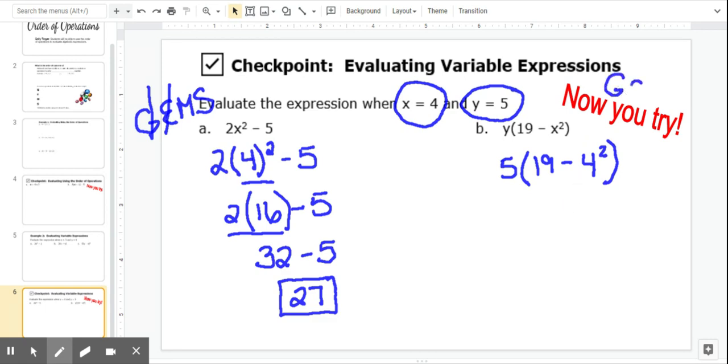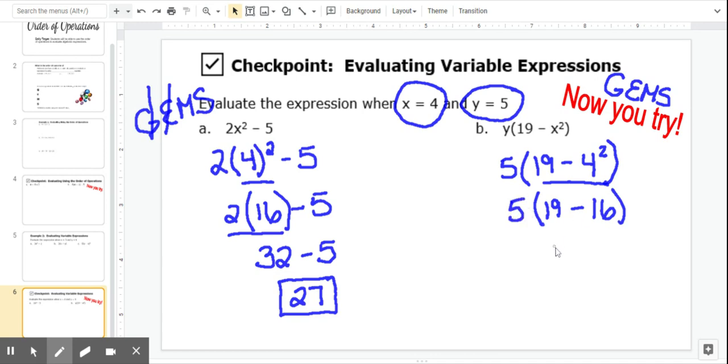If you follow GEMS, G stands for grouping symbols, which I do have grouping symbols, so I need to work inside the parentheses first. Now, inside the parentheses, I have two different operations. I have subtraction, and I have this exponent. Which one should be done first? The exponent. So 4 to the second power means 4 times 4, which is 16. I'm going to drop down the remainder of the problem.